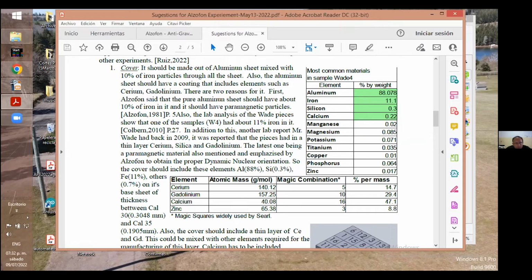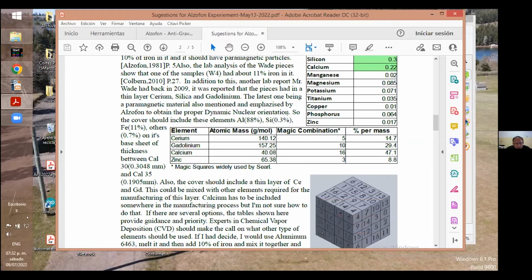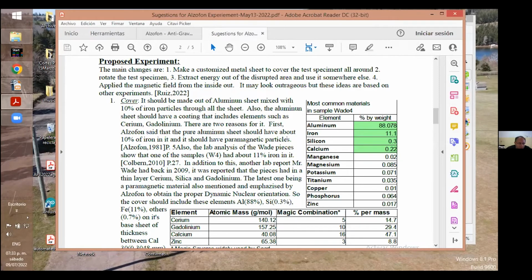And also I'm getting this material because of what Alzofon says. He mentions that 10% had to be iron. The iron is going to allow the magnetic field to go inside the cover made out of aluminum, and that's going to point the nuclei easier to the right direction. That's why I'm suggesting this.